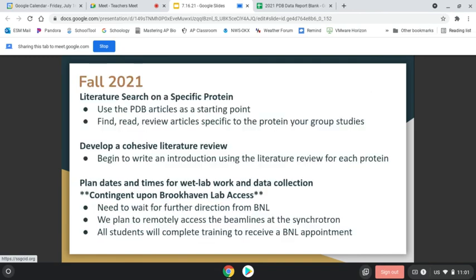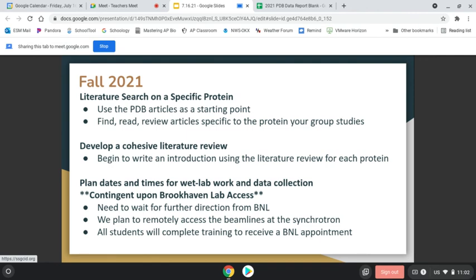In the fall, here's what's going to happen. You're going to get back to school in September. Perhaps you're going to find an idea about a protein, or your teacher's going to come to you and say, hey, we have a protein that we're going to study. We're going to go to the PDB and start looking at those articles as a starting point. Your teachers are going to teach you how to set up a literature search where you're going to find, read, and review articles that are specific to that protein.